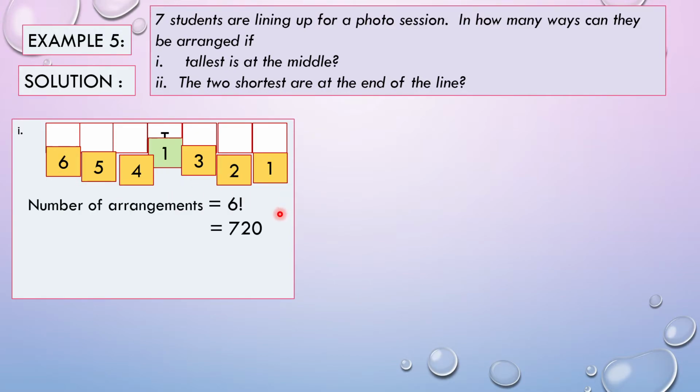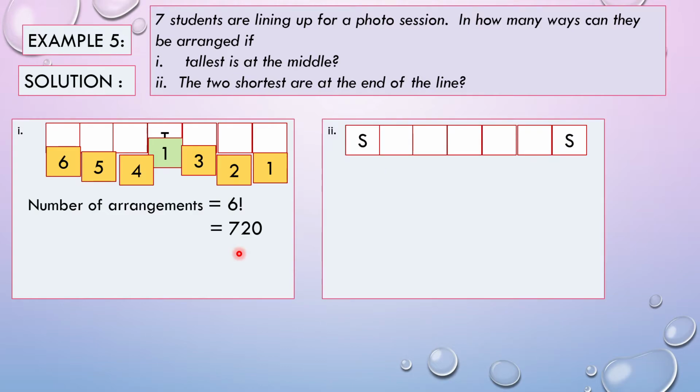Multiply all these numbers, or another option is to use 6 factorial, because the 6 students other than the tallest have already been placed in the middle. The rest, the other 6 students, are to be arranged, so it is written as 6 factorial or 6p6. Or you can use the boxes to fill in all the numbers and then multiply all. So the answer is 720.